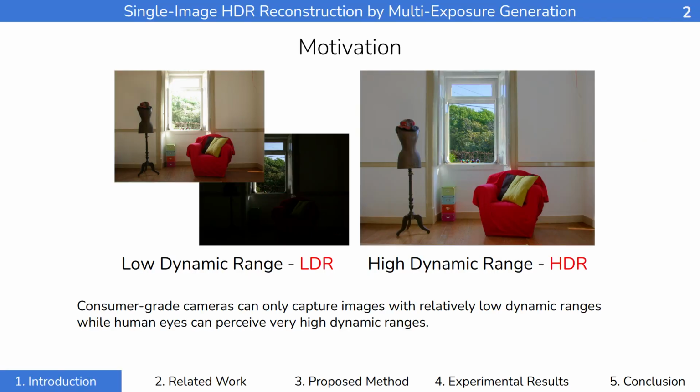Cameras are optical instruments designed to mimic the human visual system. An essential but challenging factor for the camera is the dynamic range. A consumer-grade camera can only capture images with relatively low dynamic range, while our eyes can perceive a very high one. Images captured by such cameras in certain conditions often result in over or underexposed regions.